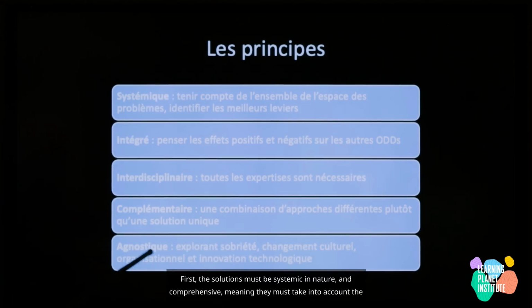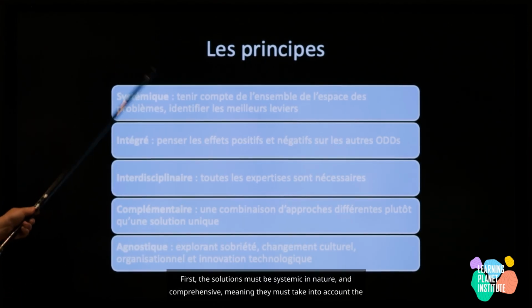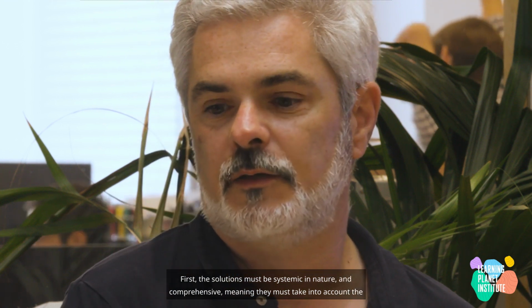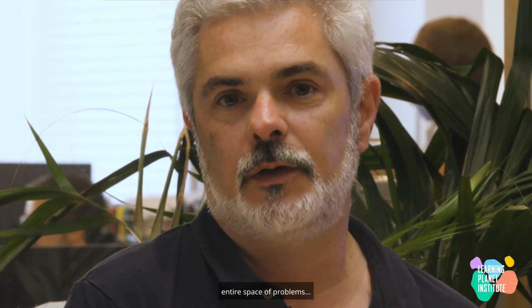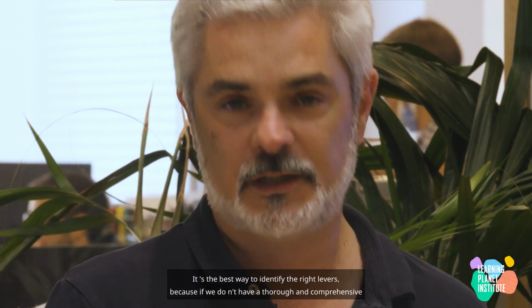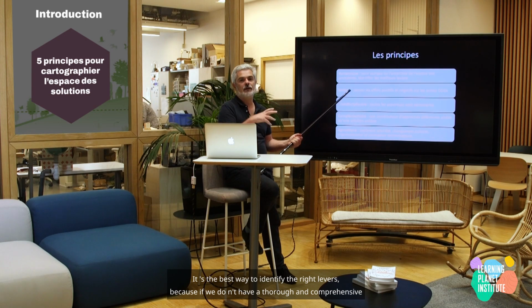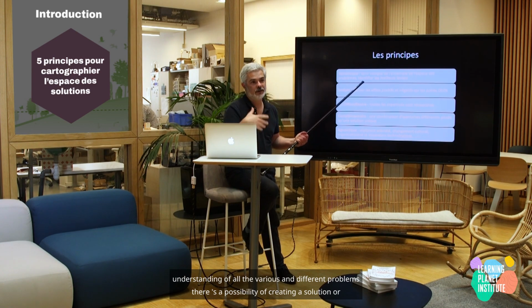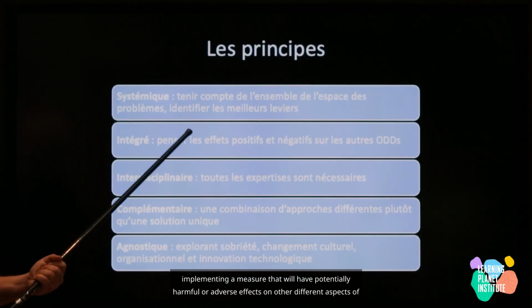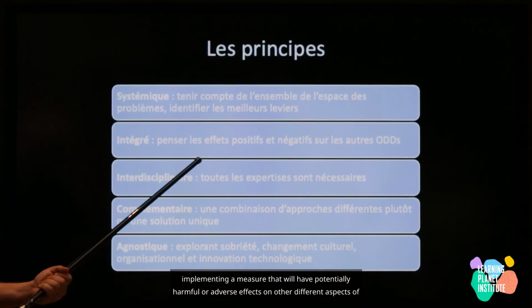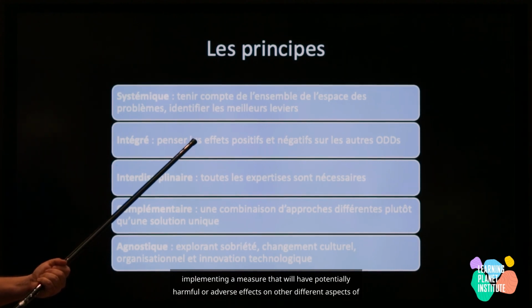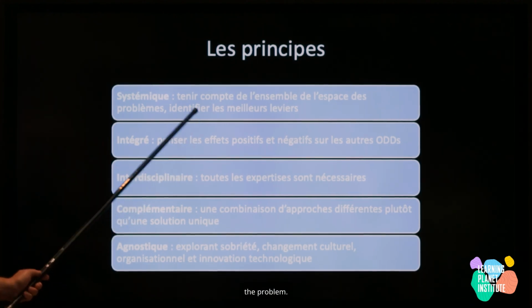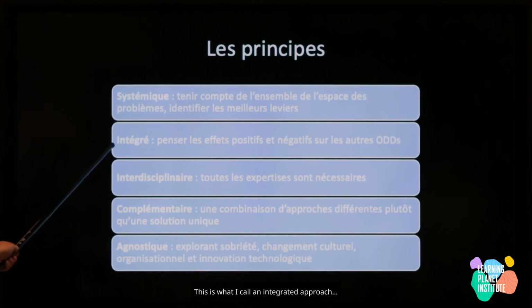First, the solutions must be systemic in nature and comprehensive, meaning they must take into account the entire space of problems. It's the best way to identify the right levers, because if we don't have a thorough and comprehensive understanding of all the various and different problems, there's a possibility of creating a solution or implementing a measure that will have potentially harmful or adverse effects on other different aspects of the problem. This is what I call an integrated approach.